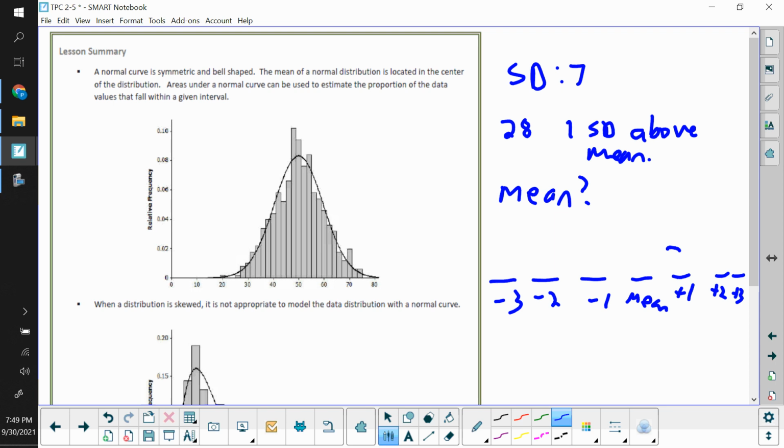Well, the one that we know is 1 above is 28. Well, each time we jump from one to the next, we should be going up by a standard deviation. So it should be going up by 7 each time. So from the mean to that 28, we should be going up by 7, meaning the mean should be 21. So if you know your standard deviation, you can find any of the other spots as long as they give you one of them. If they give you the mean or any other spots either above or below it, you can find any of the others by just jumping by your standard deviation.